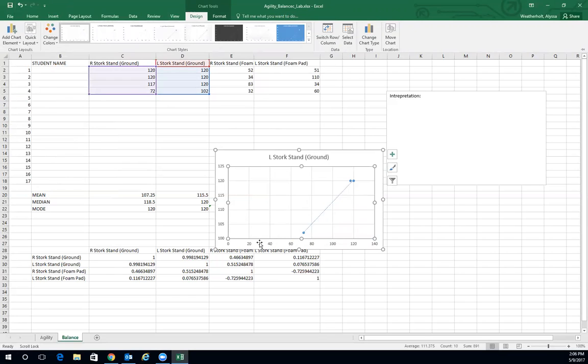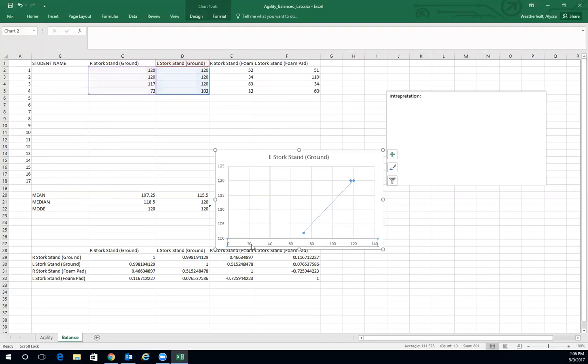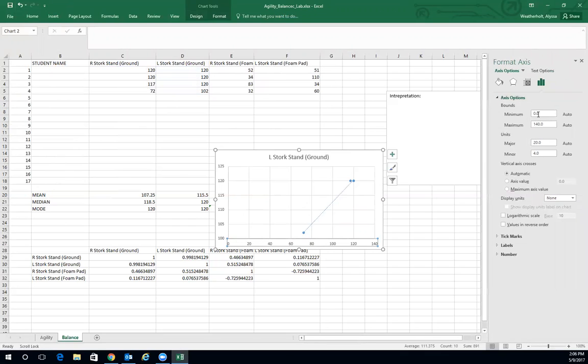What I can do is change the minimum. Looks like we can start out at 60. And then that draws that out.